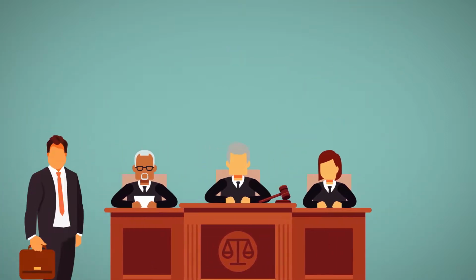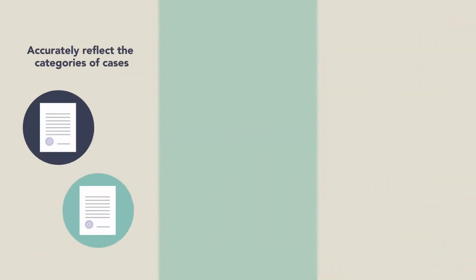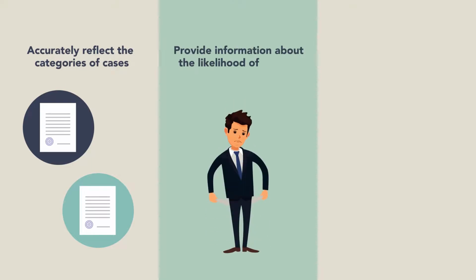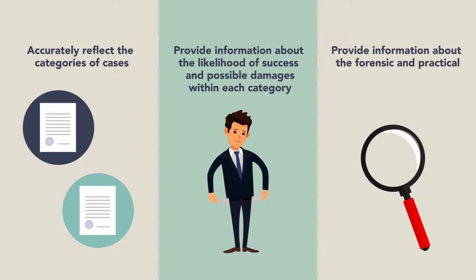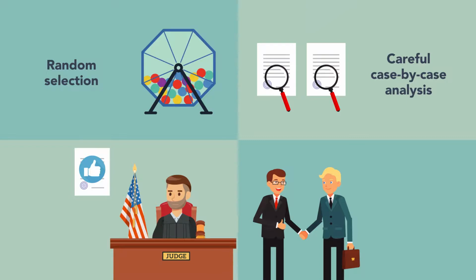The MDL judge and the lead counsel for both sides work together to select the pool of bellwether cases. The trial selection process should accurately reflect the categories of cases, provide information about the likelihood of success and possible damages within each category, and provide information about the forensic and practical challenges of presenting certain types of cases to a jury. There is no one procedure used to select these cases. Instead, judges have used all sorts of different methods, from random selection to careful case-by-case analysis of different candidates for selection. Sometimes the judge personally selects the cases, and at other times the judge allows the attorneys to negotiate which cases go into the pool.